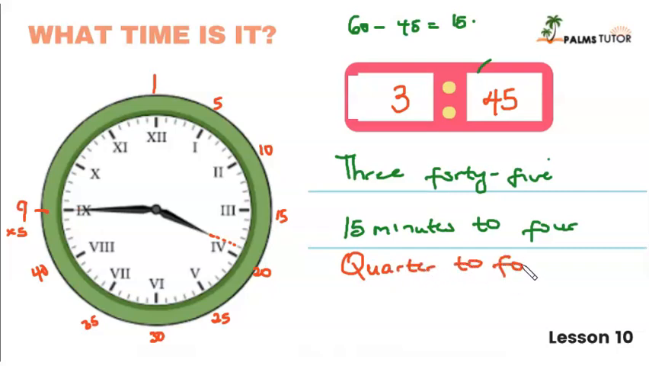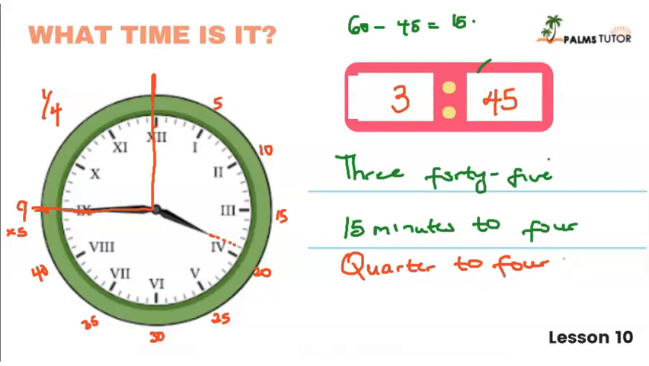Quarter to 4. And when you look at it very well, we said when the minute hand is on 9, we can use the word quarter. Can you see? This is a quarter of the journey left for this minute hand to get to 12 and make it 4 o'clock. So that's why we say, oh, it's a quarter to 4. For 15 more minutes, and we are on 4 o'clock.